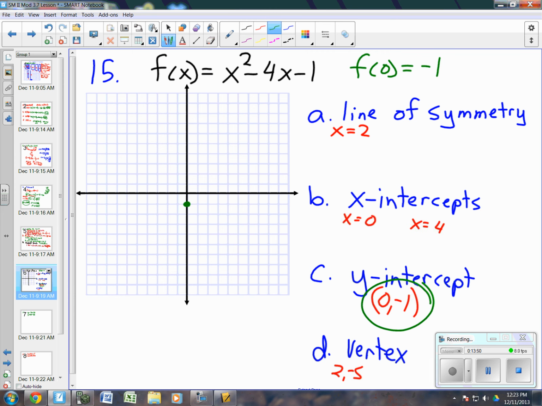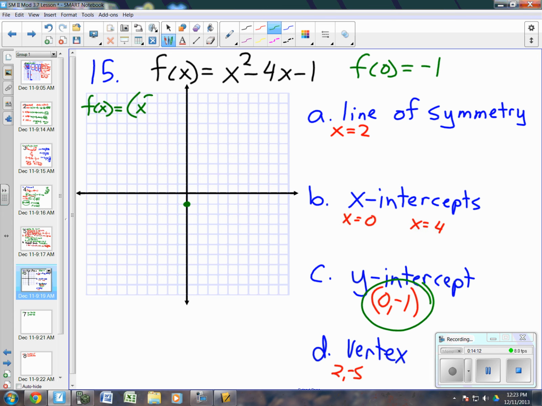Okay? That's an easy point to get. This one would be a really easy one to put in vertex form, because A is 1, B is even, right? So let's do that next. Let's put this in vertex form. This is completing the square like we did.